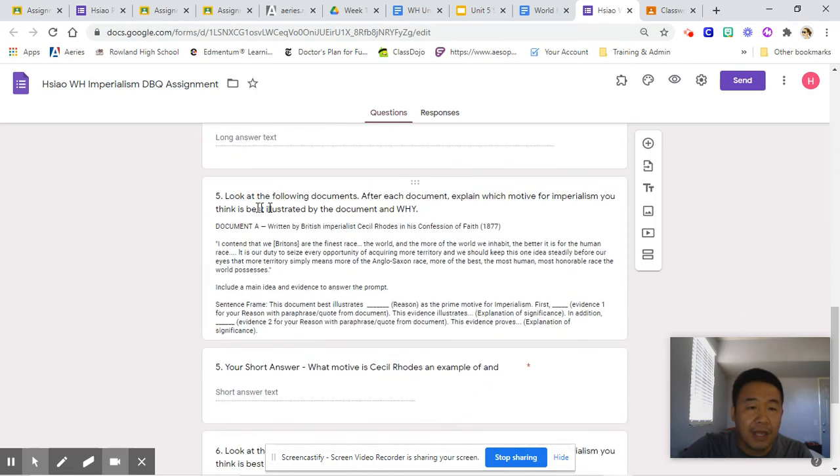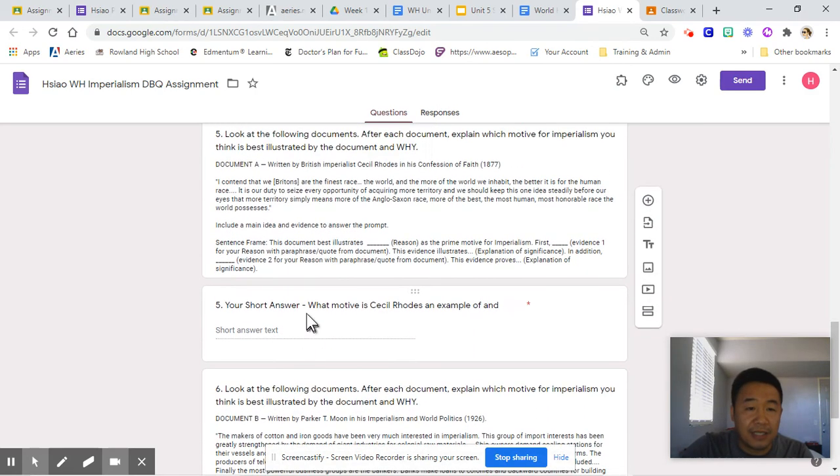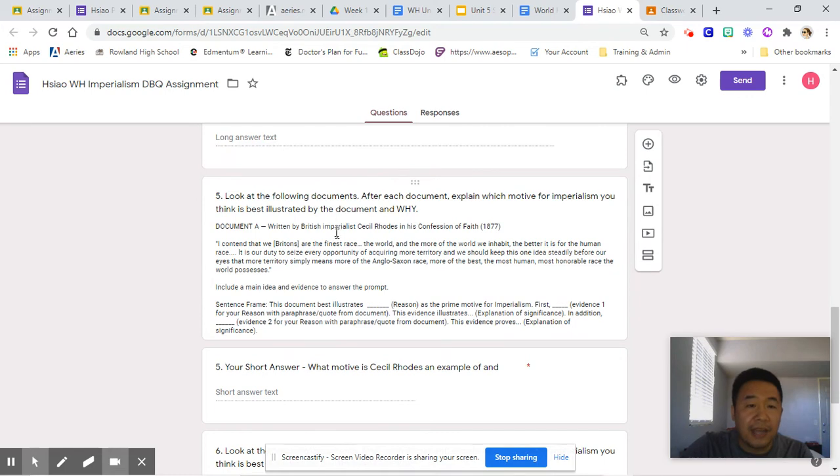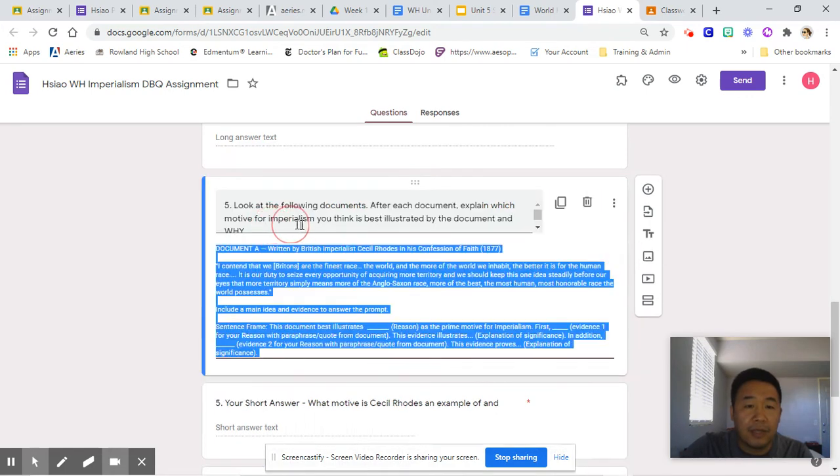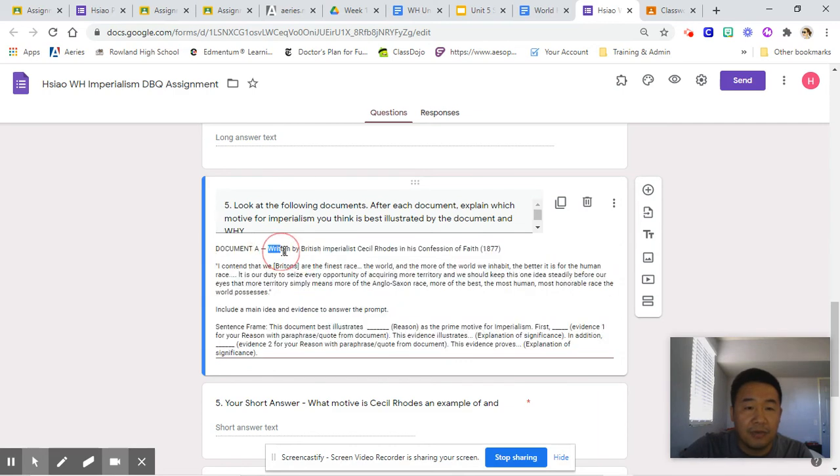So make sure you read 1 through 4 and explain what each of these causes are, and give an example of where you may see this or expect it to happen. The second part, 5 and 6, is again a short answer question, and you're going to be looking at who wrote it. The first document is written by Cecil Rhodes. Document A is asking you about what motive. Which one of the 4 causes did Cecil Rhodes use to justify why he went to Africa? Think about that.